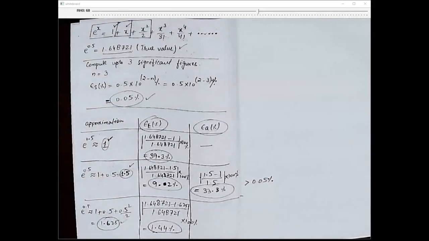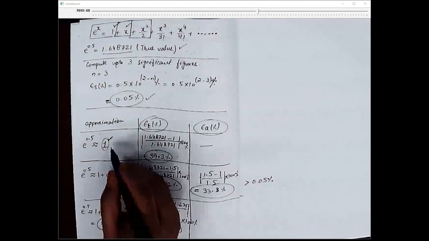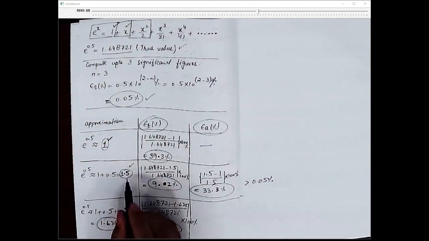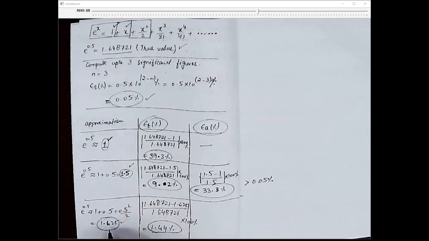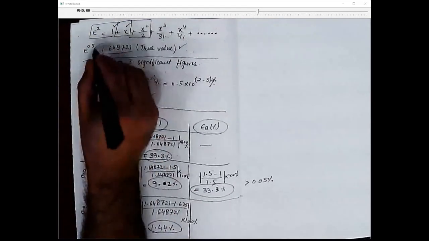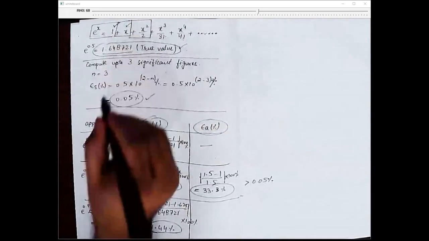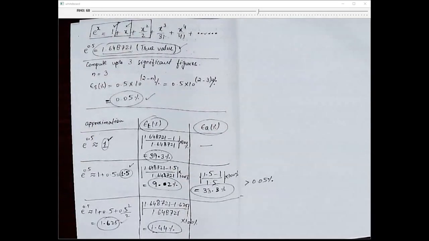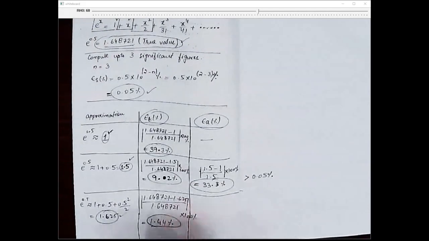Why did the error decrease? The same reason, because I am getting closer to the target. Before, my approximation was 1, then 1.5, then 1.625. Every time I do one calculation, I am getting closer to the true value, which is 1.648721. So that's why the error is decreasing.